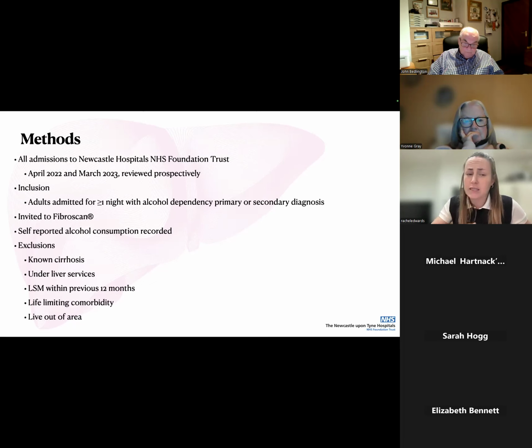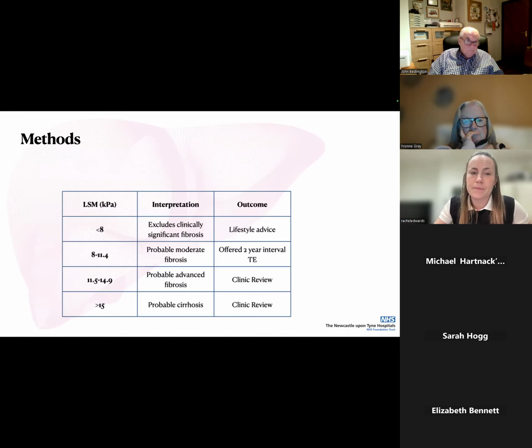We excluded any patients who we knew already had cirrhosis and were under liver services, or those who had had a liver stiffness measurement from Fibroscan within the previous 12 months. Or in patients who had a life-limiting comorbidity, we also excluded those, and anyone who lived out of area.